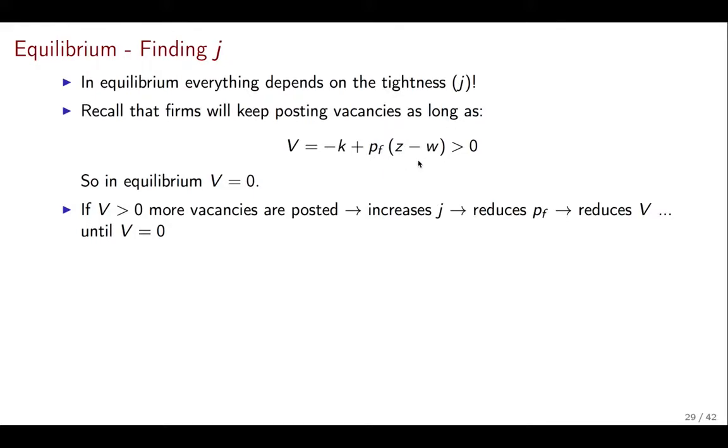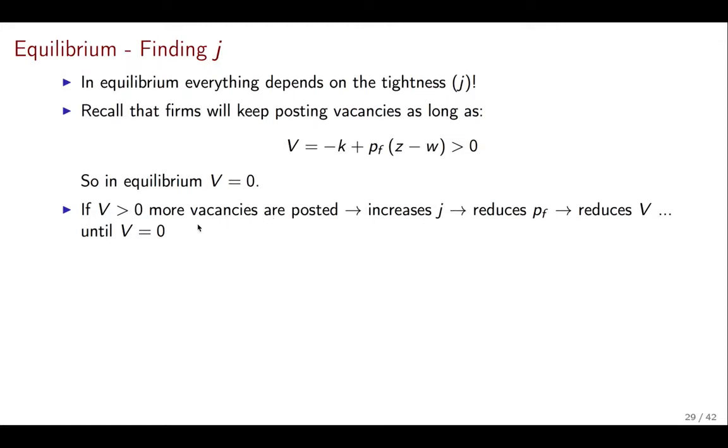And we had seen that firms are going to just keep posting vacancies forever if V is greater than 0. So in equilibrium, V had better be equal to 0, because otherwise firms will never stop posting vacancies. If V is less than 0, of course, firms will just stop posting altogether. And so we can see that in fact V has to be equal to 0 in equilibrium, thanks to the market tightness.